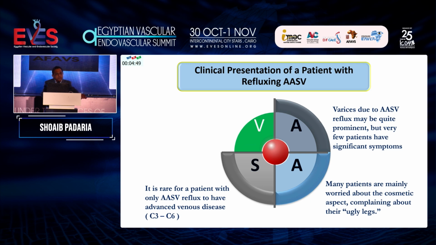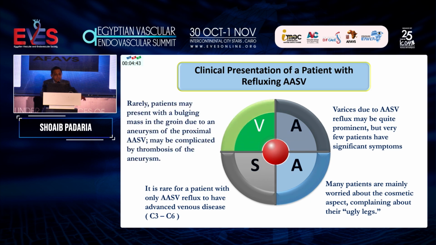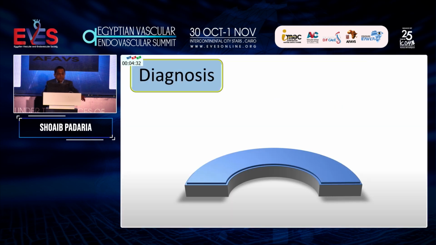It's rare for a patient who only has AASV reflux to have advanced venous disease. So usually it's between C2 and C3. Rarely patients may present with a bulging mass in the groin due to an aneurysm of the proximal AASV, and this can be a bit of a complication and can lead to thrombosis.